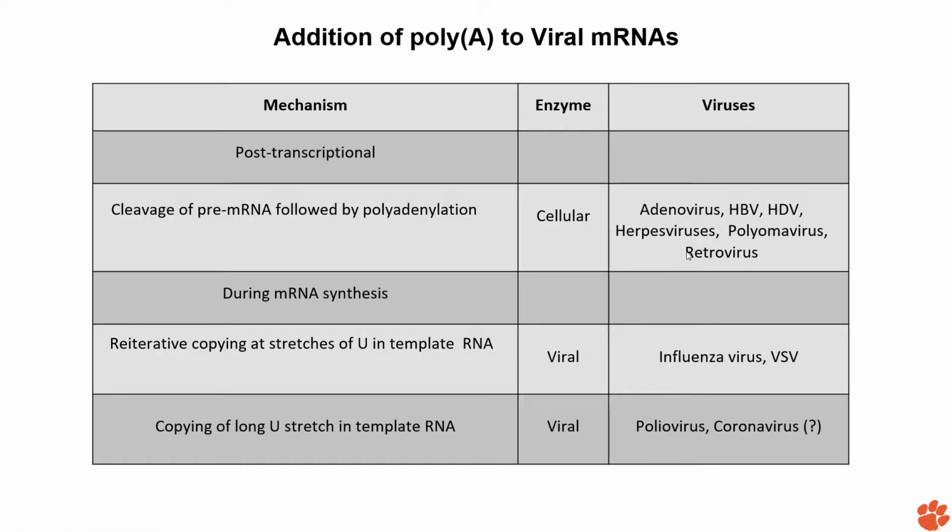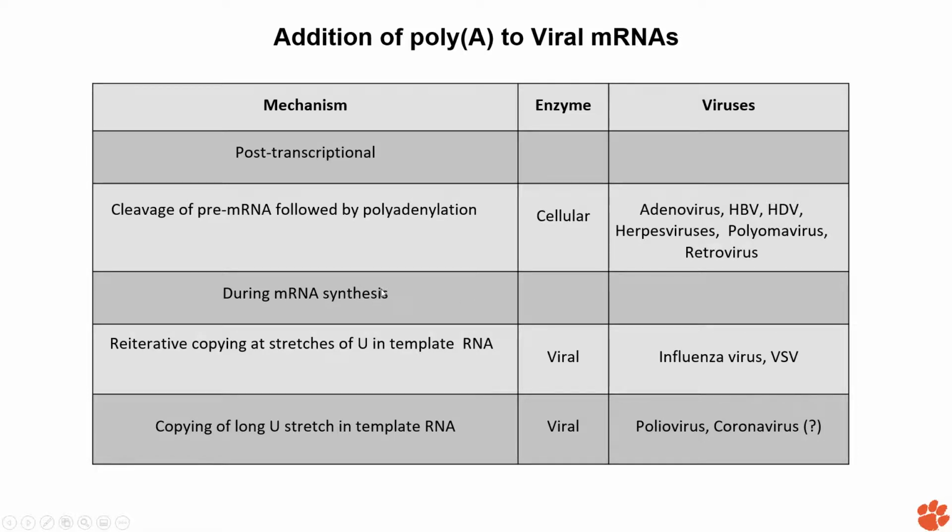So the overview of that, and this is from 2 different chapters. First, we are looking at the post-transcriptional process, that is what we are talking about now. In this process, the cleavage of the pre-mRNA is followed by the polyadenylation. The enzymes are cellular, as we talked about. All of these proteins are CSTF, CPSF, cleavage factor 1, 2, and then poly-A polymerase and poly-A binding protein. These are all of cellular origin. These are exploited by adenovirus, hepatitis B, HDV, herpes, polyoma, and retroviruses. All of these use this.